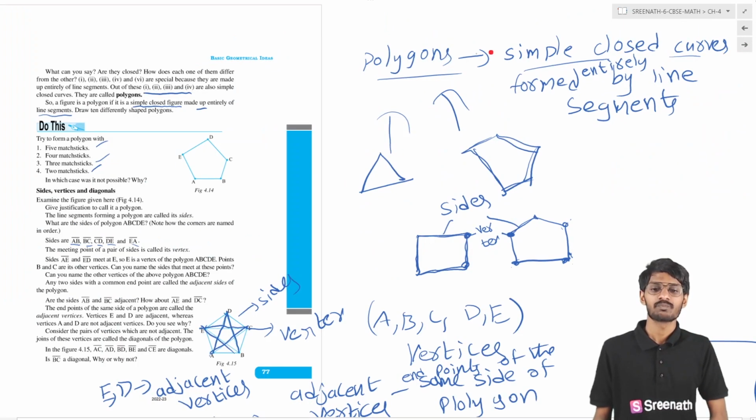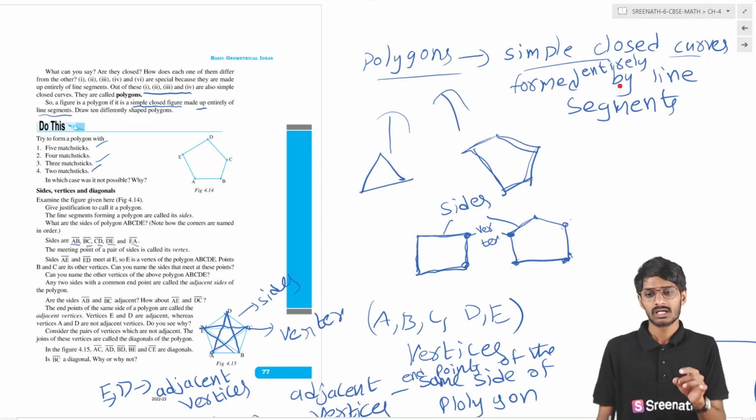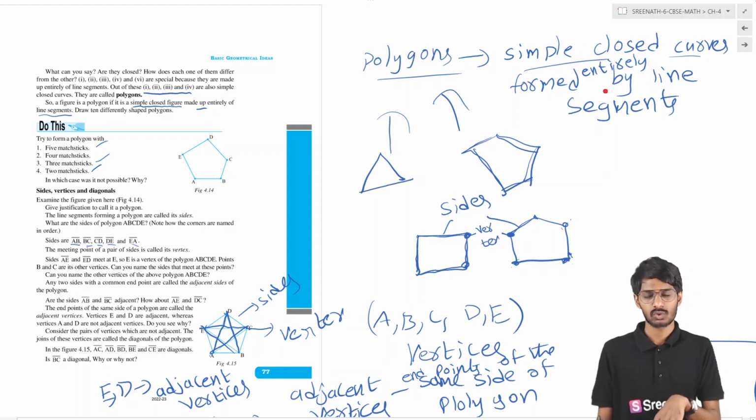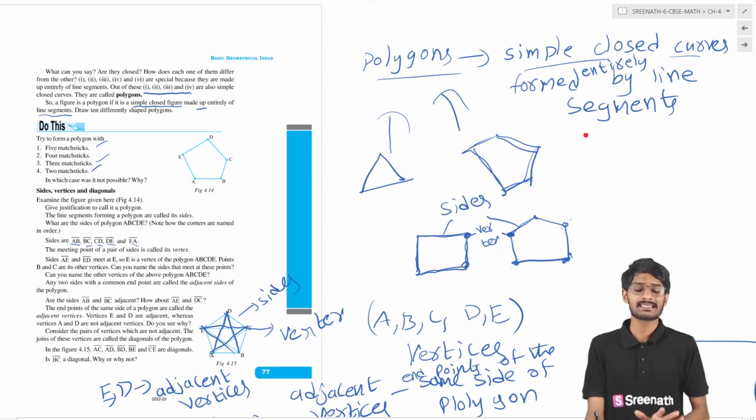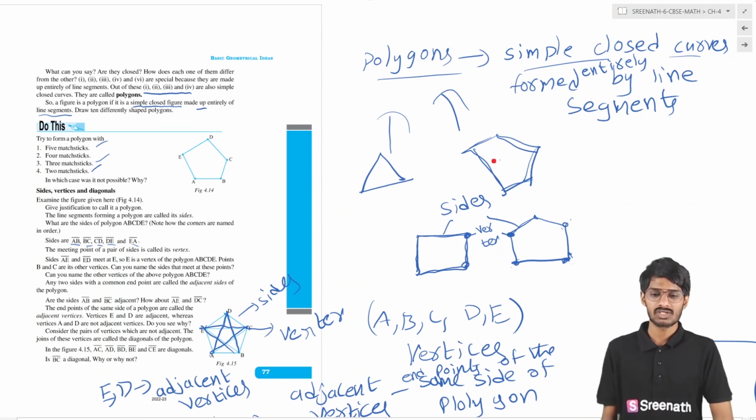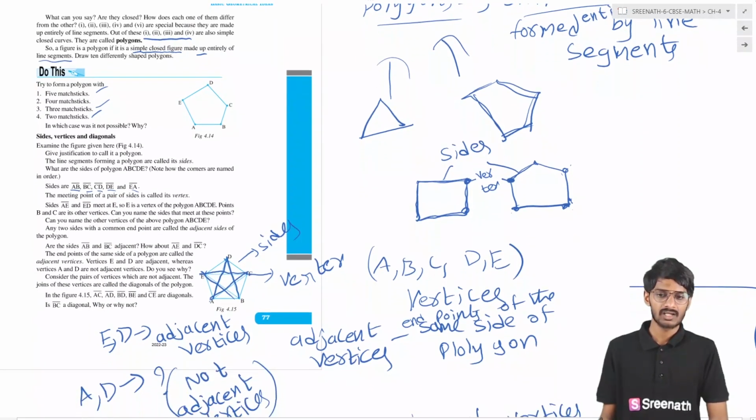Polygons are nothing but simple closed curves formed entirely by line segments only. So polygons will be formed by line segments only. Those are simple closed curves. So these are the examples of simple closed curves, friends. Okay, and what are the signs?